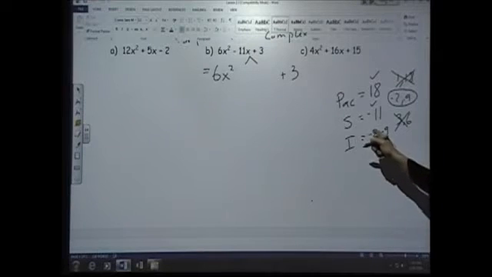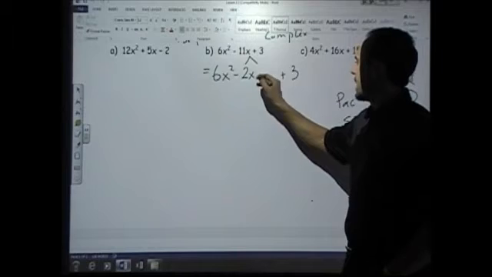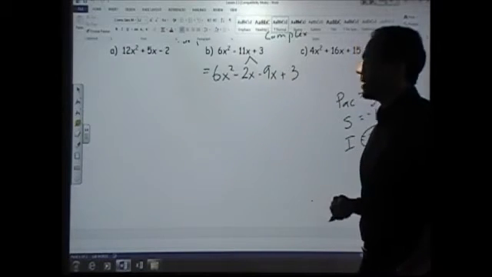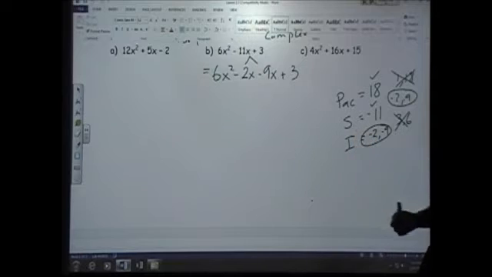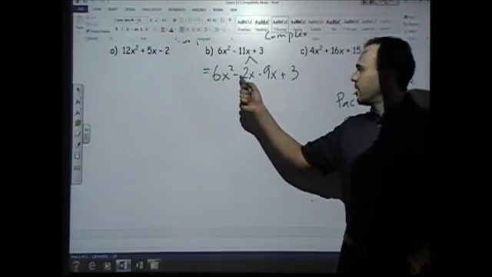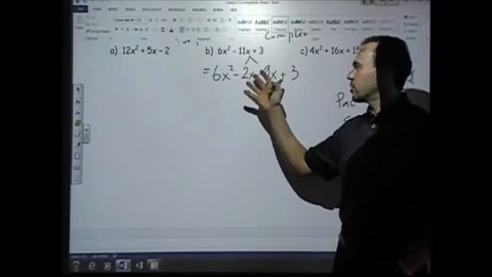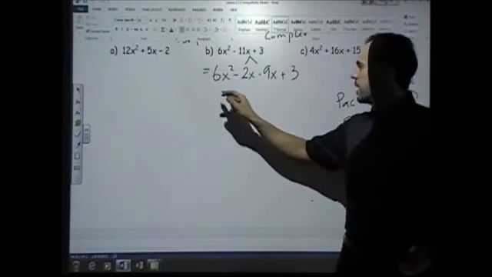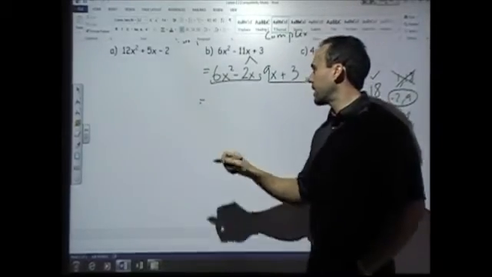So I'm going to break up the middle term into negative 2x and negative 9x. You have to break it up the proper way, which is using product of AC, sum, and integer. Still, negative 2x minus 9x is still negative 11x. I've just broken it up appropriately. Now I will factor by grouping. Group the first two, group the second two.